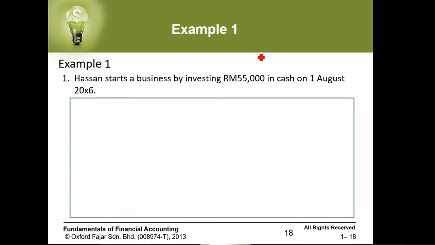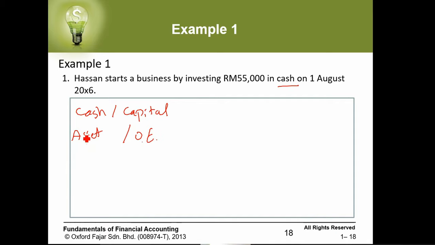First step, what are the two accounts involved? Cash and capital. That's good. Is cash an asset account, liability, or owner's equity? Asset. Capital is owner's equity. Yes, it's owner's equity and it's capital.